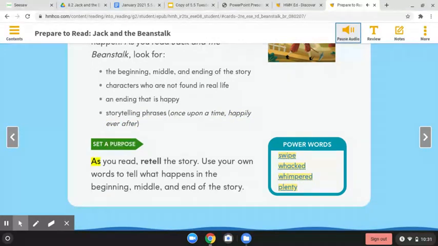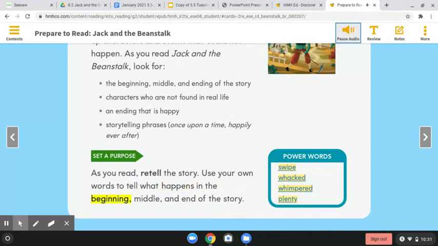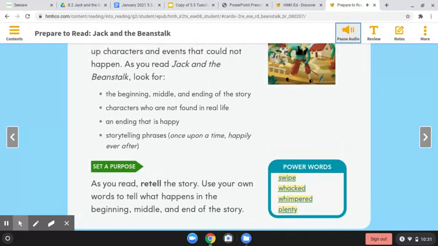Set a purpose. As you read, retell the story. Use your own words to tell what happens in the beginning, middle, and end of the story. Power words. Swipe. Whacked. Whimpered. Plenty.